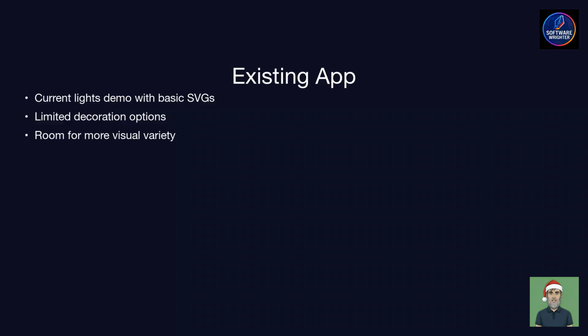Let's start by looking at the existing Christmas lights application. It's built with Rust, compiled to WebAssembly, running in the browser with interactive SVG graphics.